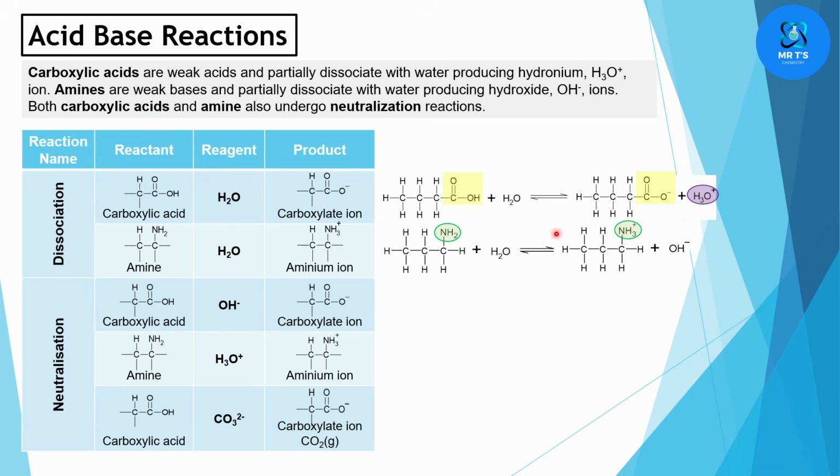The major thing to remember is the functional group of the carboxylic acid. It loses its hydrogen, it gains a negative charge. The amine functional group gains hydrogen and a positive charge and produces an OH minus ion.